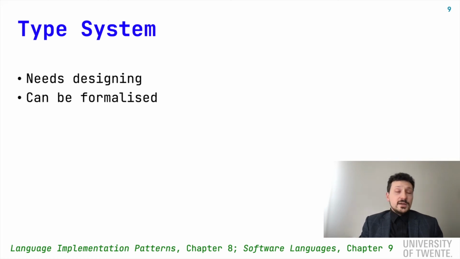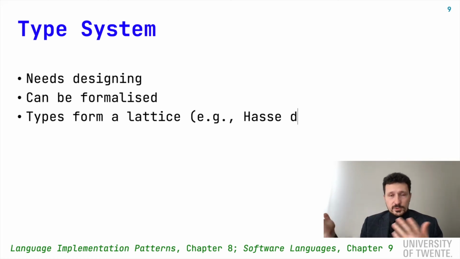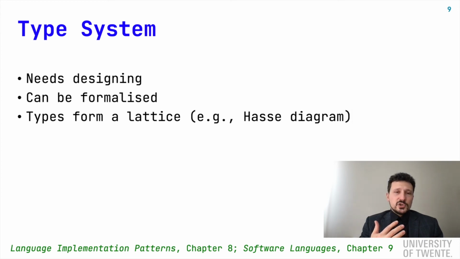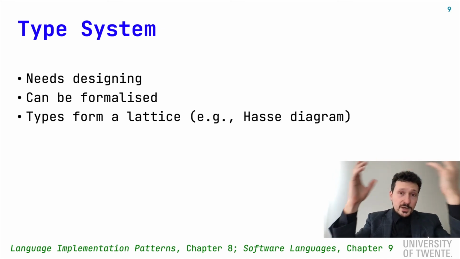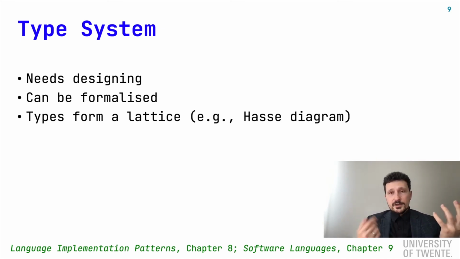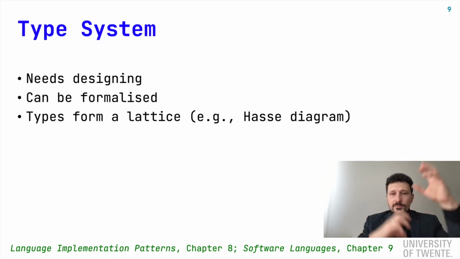Types usually form a lattice, sometimes drawn as a Hasse diagram, just because it's a partial order, right? Some types can be promoted to other types, and then on the top you have the top type, which is sort of like System.Object in Java. And then in the bottom you have the bottom type, which is void, right? It's a type of which you can have no instance.